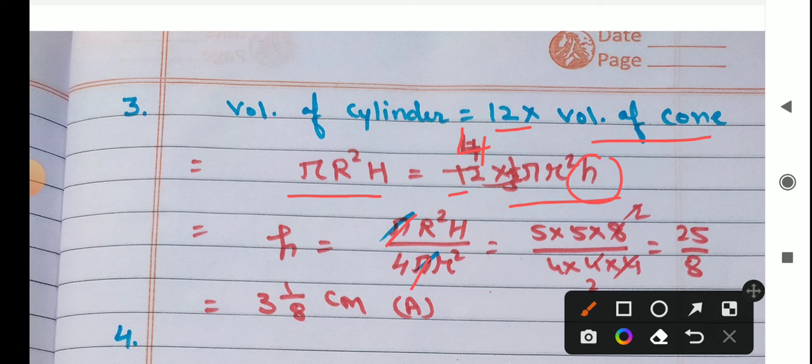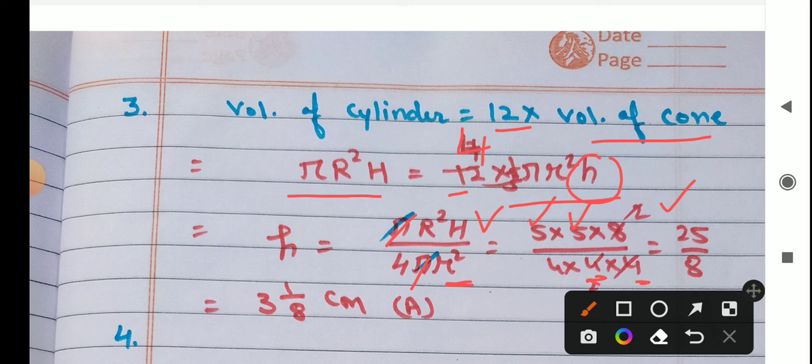pi to pi will cancel. Now left here r square h. So radius of cylinder was 5 centimeter, 5 multiply 5, and height of cylinder was 8 centimeter, and radius of cone was 4 centimeter.